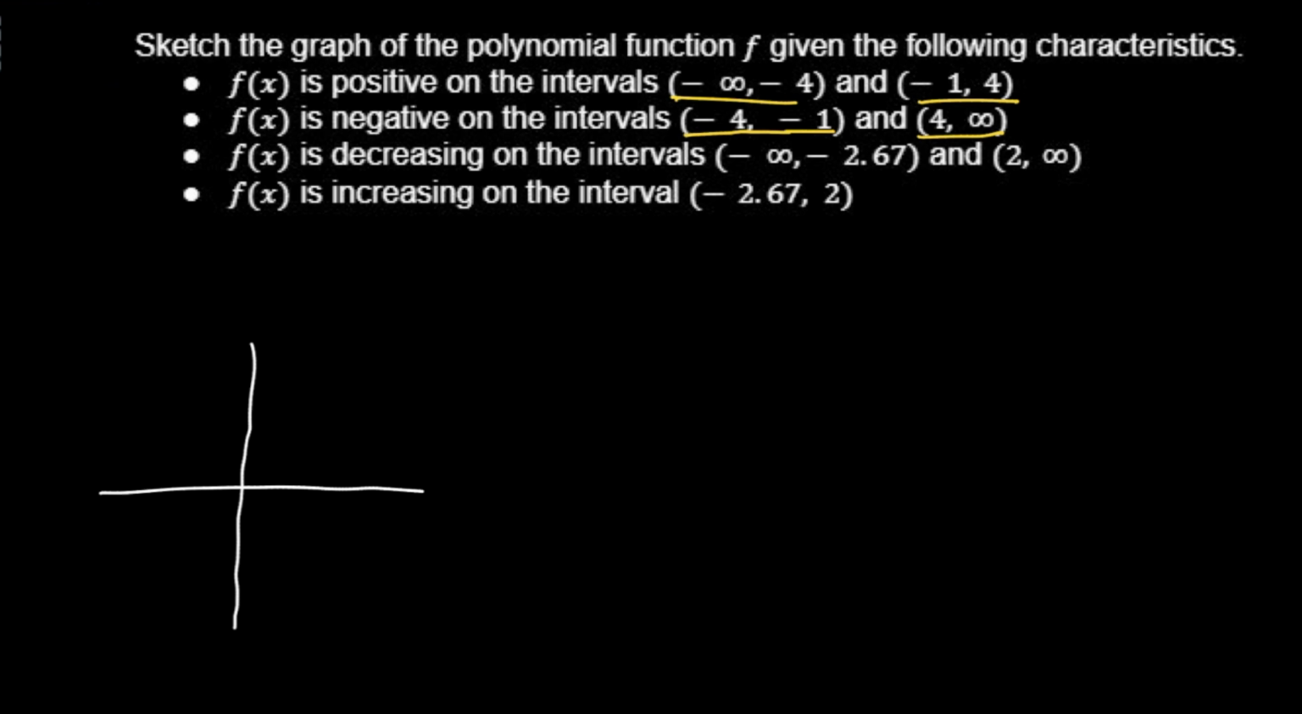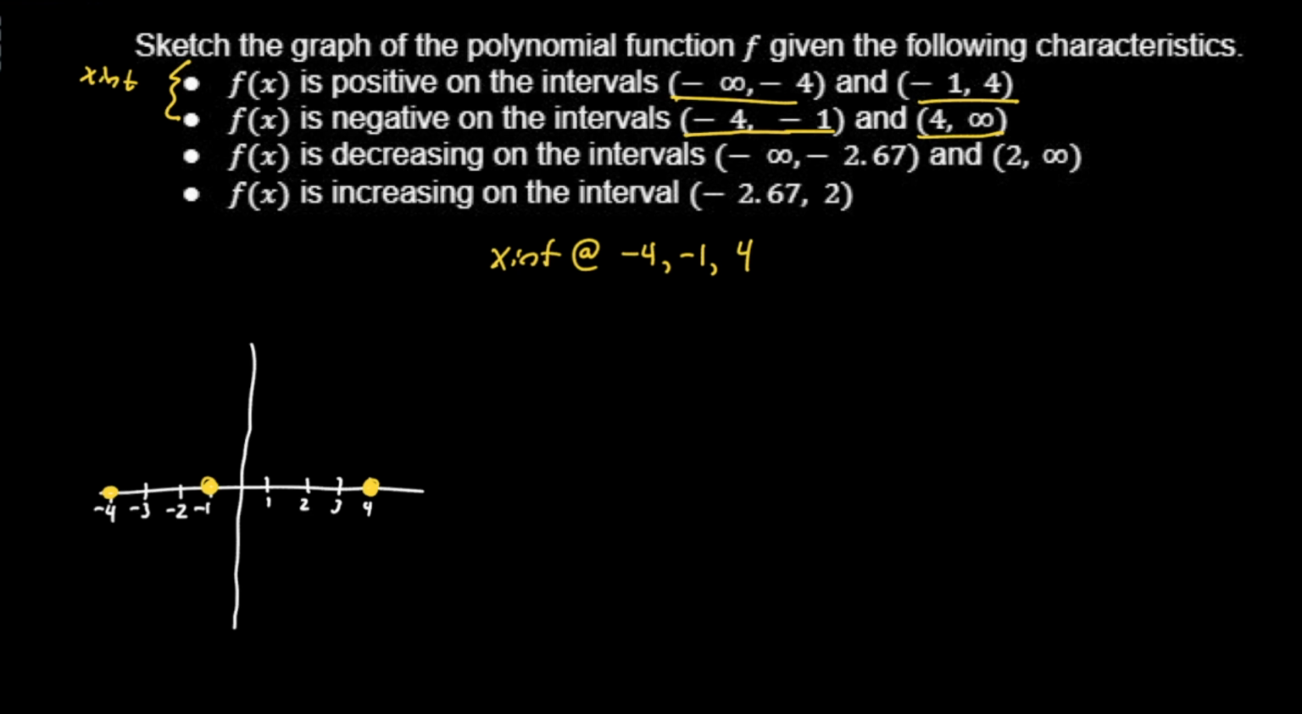Now, important to know is that positive and negative are connected, and you go from positive to negative or negative to positive at the x-intercepts. So I know that there are x-intercepts at negative 4, negative 1, and 4. So I can mark that on my graph, 1, 2, 3, 4, 1, 2, 3, 4. I know there are x-intercepts at negative 4, negative 1, and positive 4.